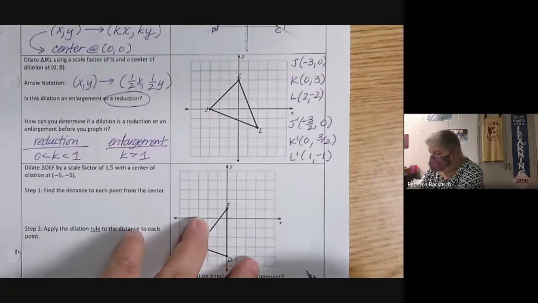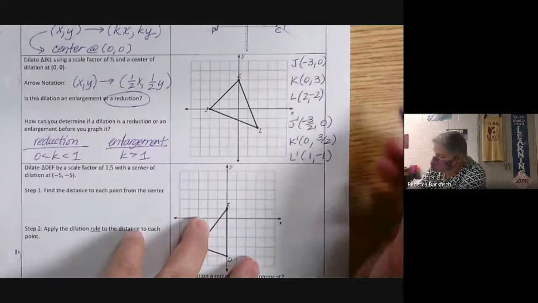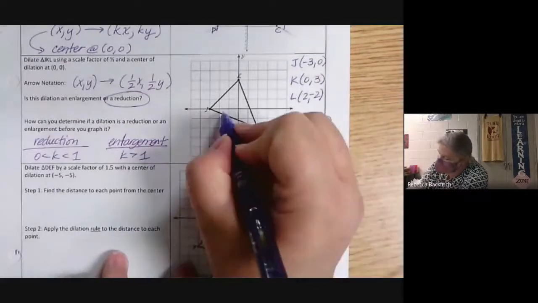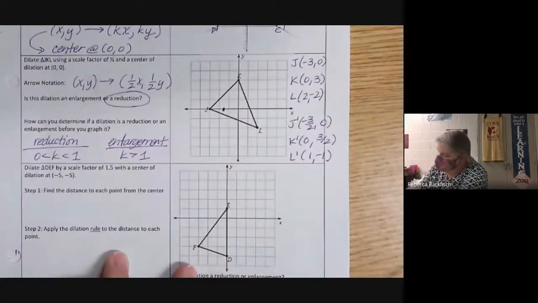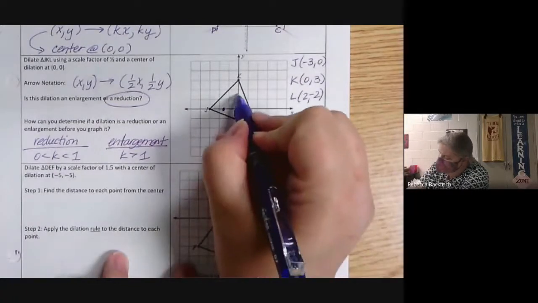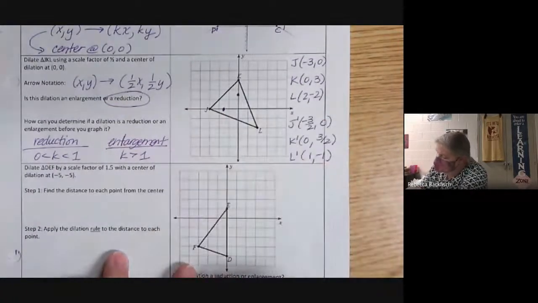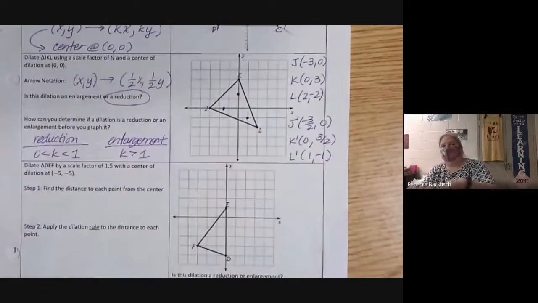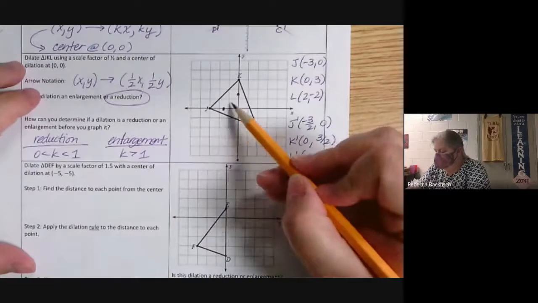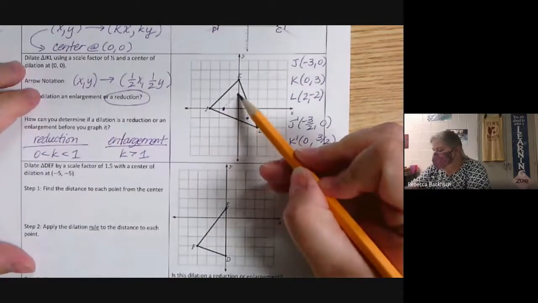So I can graph it. So -3/2 is -1 1/2. So here's -1 1/2, 0. Here's 0, 1 1/2. And here's 1, -1. So that's where my half as big figure will be.